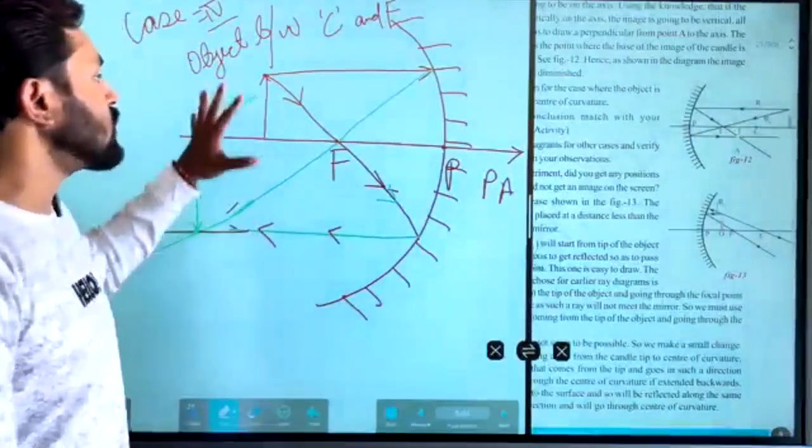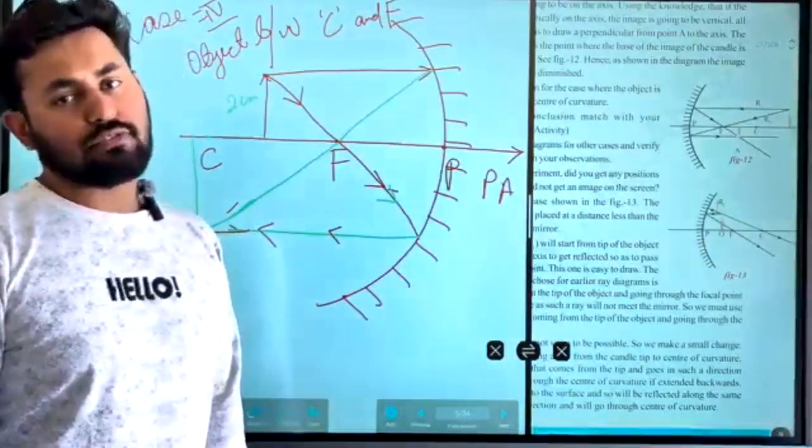Now moving ahead, this was case number 4. Moving ahead, we have the fifth case.